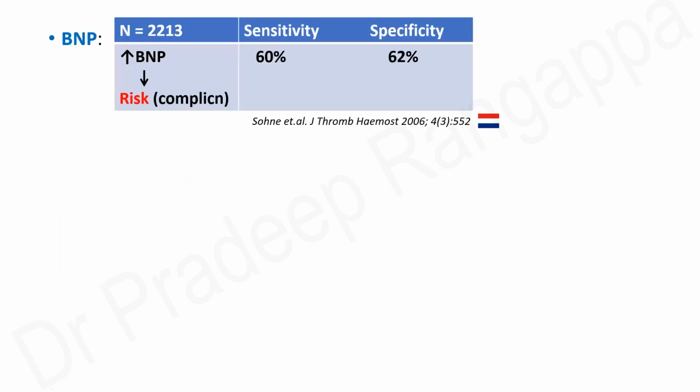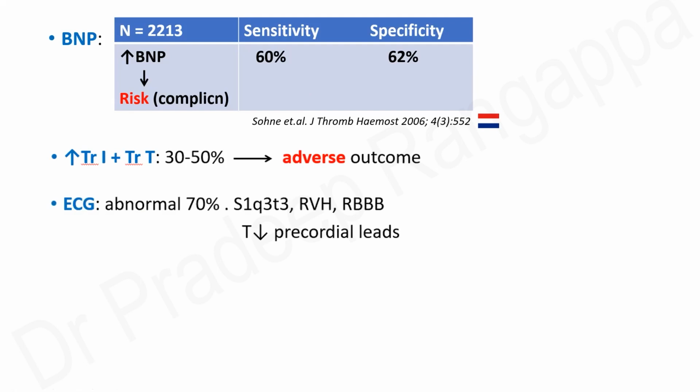And beta natriuretic peptide tends to go up even in pulmonary embolism. This was a study from the Dutch group done in 2013, where any patient with PE with a high BNP is at risk for complications. But as you see, the sensitivity for BNP is low at 60% and specificity is also low. And troponin can also increase in 30 to 50% of patients with pulmonary embolism, and it only indicates that these are patients at a higher risk of adverse outcome.